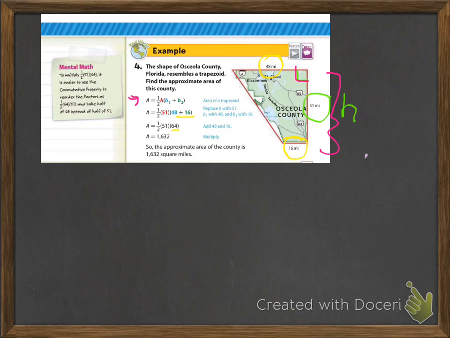And then they've got 64. And then if you take 1/2 of 64, you get 32. And then it's 32 times 51. So you get the answer of 1,632. Now I want you to notice at the bottom here that they did say 1,632 square miles, miles squared. Now make sure when you're doing miles that it's MI, not M, because M is for meters.